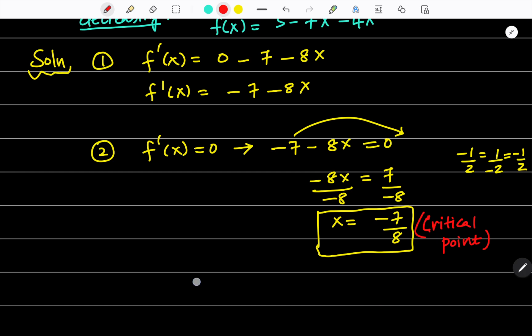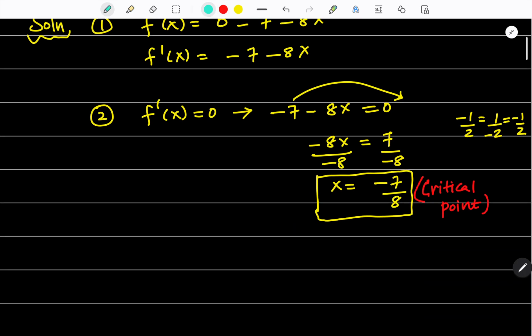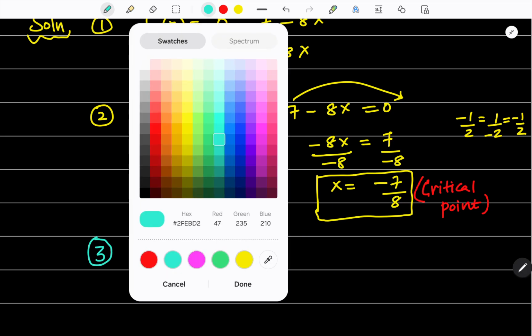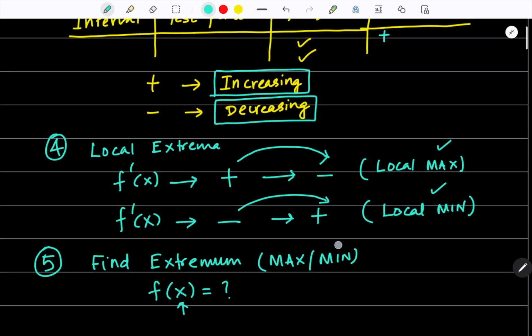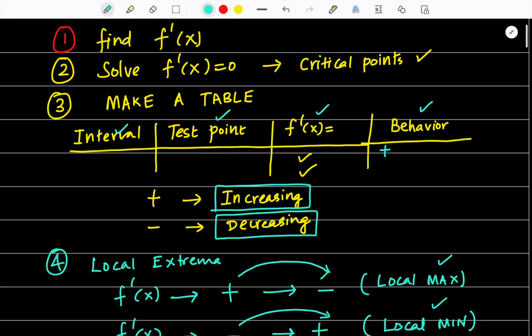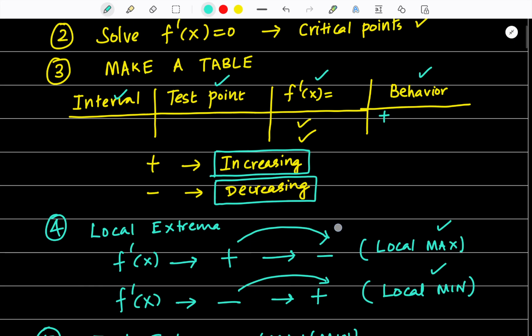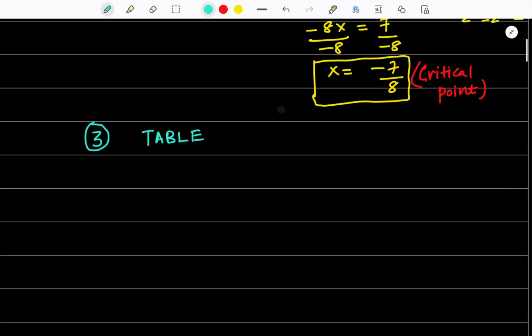Yes. Now we are going for step number 3. What is step number 3? We are going to make a table. What type of table are we going to make? Look again, everybody. Interval, test point, f dash of x and behavior. Okay. This is the table we are going to make.